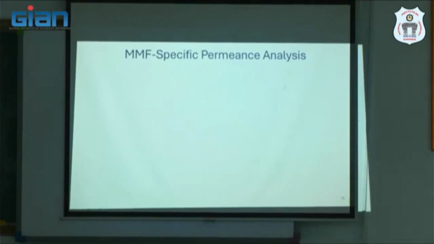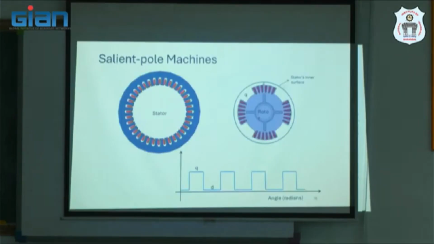the machine is inherently salient, in some portion there is a longer gap, in some other portion there is a shorter gap. So all this exercise that we did considers the air gap to be uniform under healthy condition. When we have to accommodate saliency, modeling becomes more challenging.